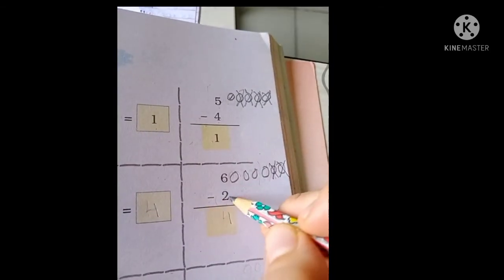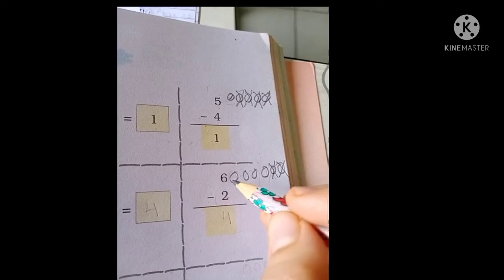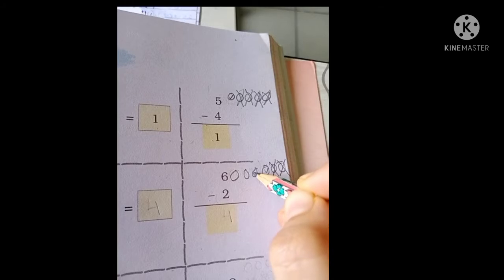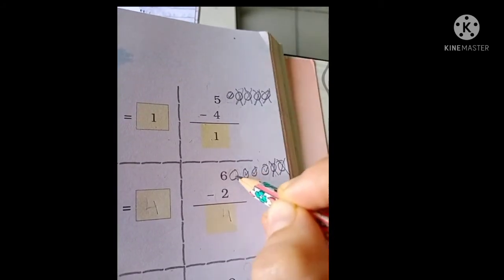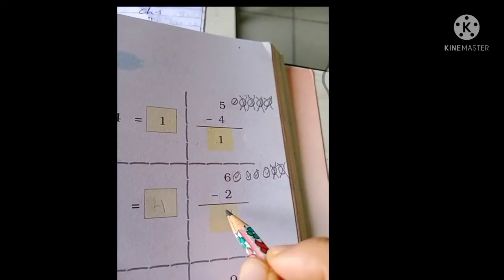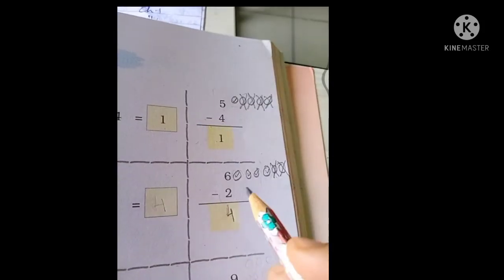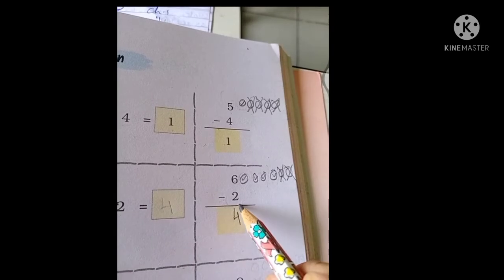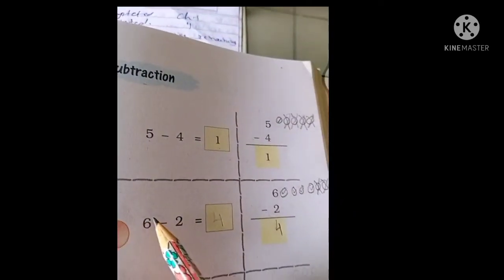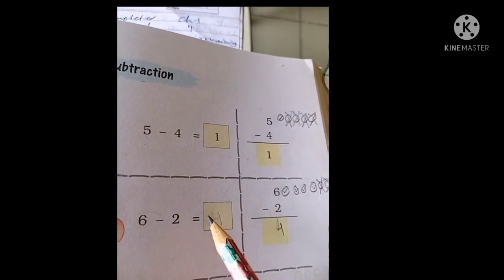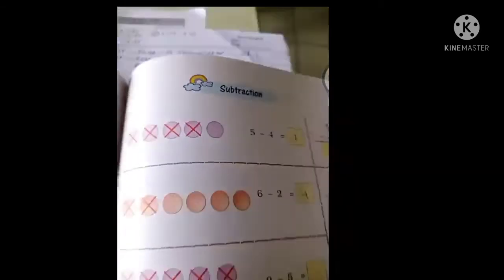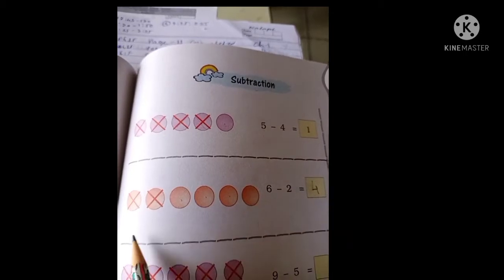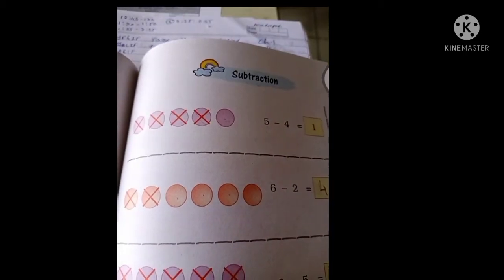So I have cut 2, right? Now how many remaining? So let's count 1, 2, 3, 4. How many remaining? 4. So that means 6 minus 2 we get answer 4. And same here, 6 minus 2 is equal to 4. Understood everyone? And same calculation given over here.